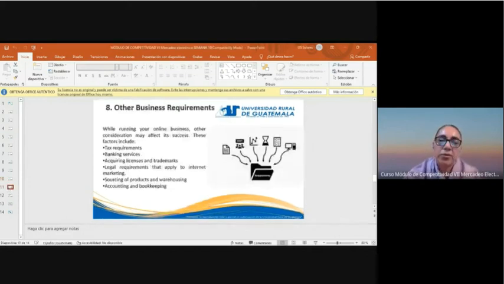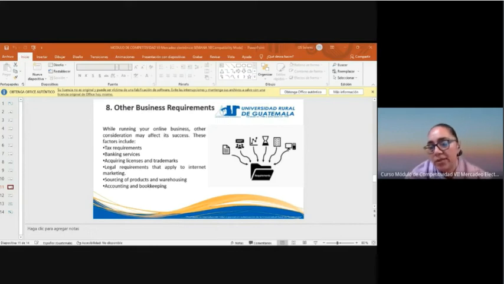Okay, we're going to learn also that we need other business requirements. While running your online business, other considerations may affect its success. This factor includes tax requirements. If your customer needs a receipt, you need to pay taxes. And that's why it's important that you register your company in Guatemala. You know that we have the SAT, and you need to pay the taxes if your customer requires a receipt. Also, you need to know if the banking services that you're using have some costs.